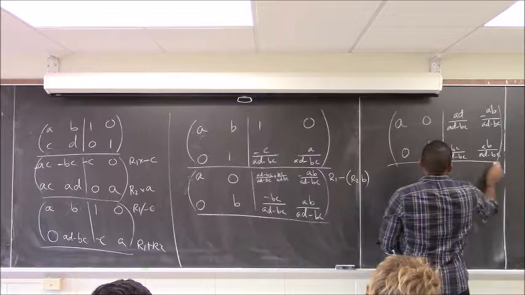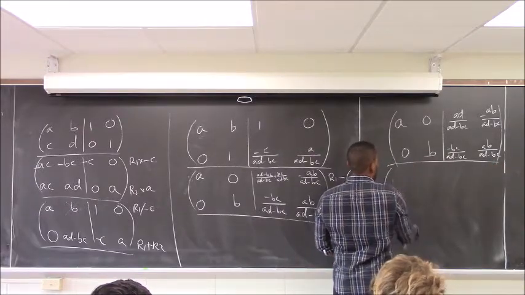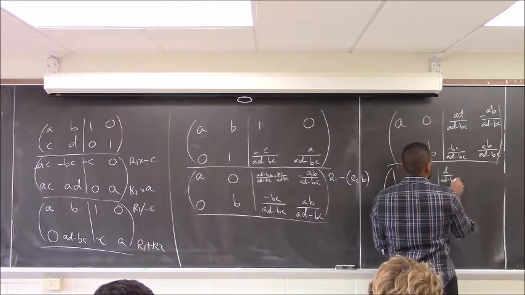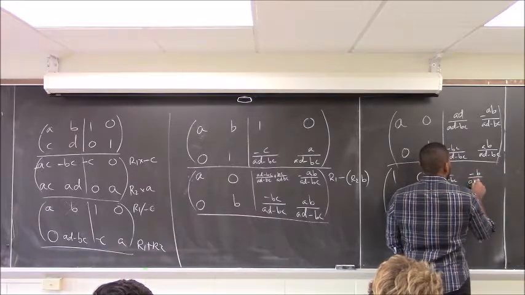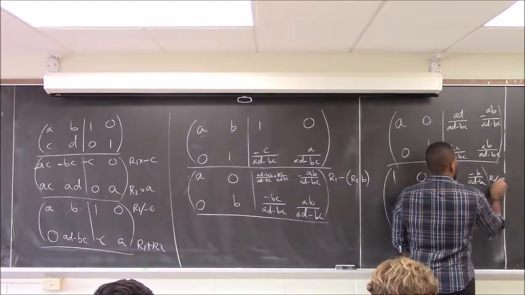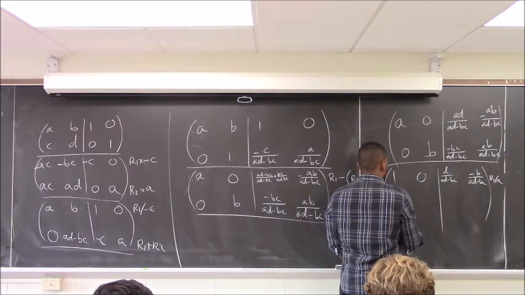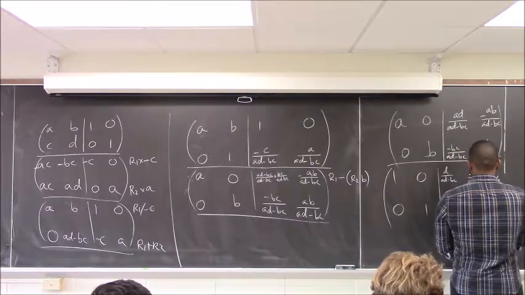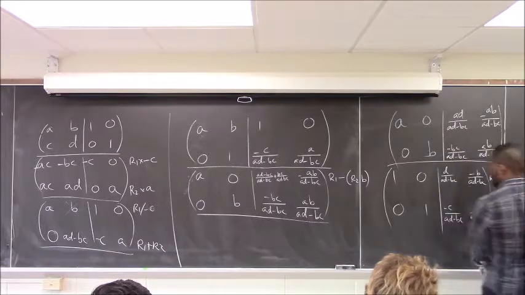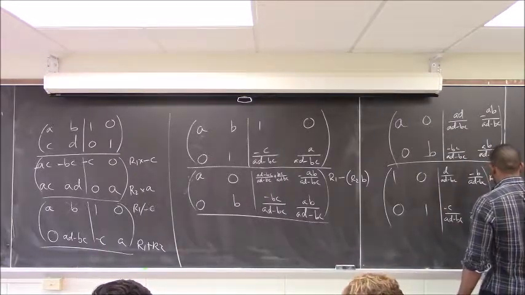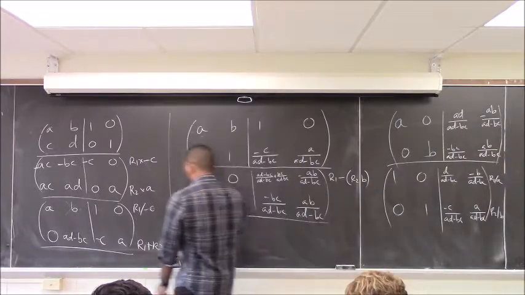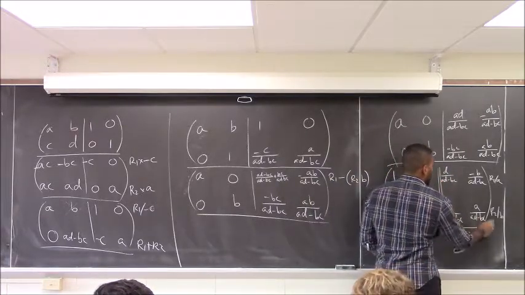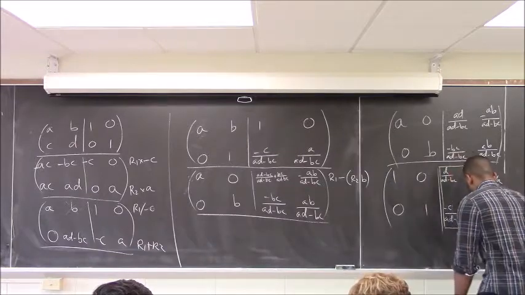0, B. And now I can get this to be a 1 by dividing through by A. Row 1 divided by A. And then this I can get to be a 1 by dividing through by D. Row 2 divided by B. And now, what I want you to recognize is that there's the identity here, which means that this guy here is actually our inverse.